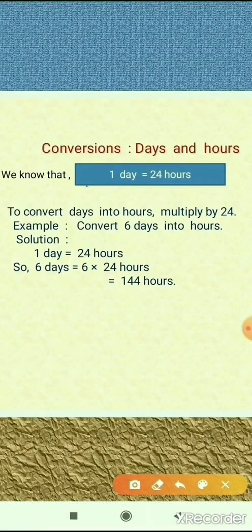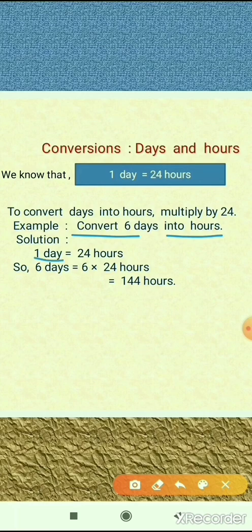1 day is equal to 24 hours. Okay, to convert days into hours, we have to multiply by 24. Look here student, to convert days into hours, multiply by 24. Okay, so see here an example, convert 6 days into hours. So student, let's see its solution.